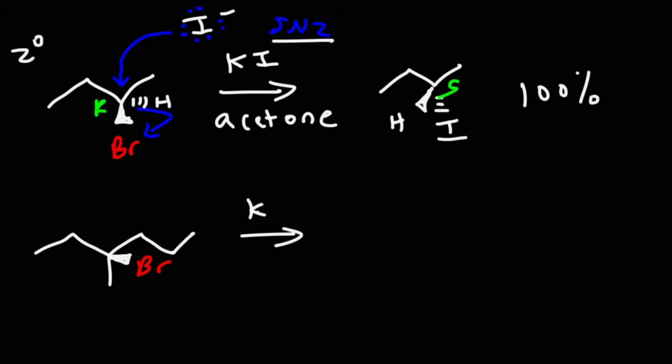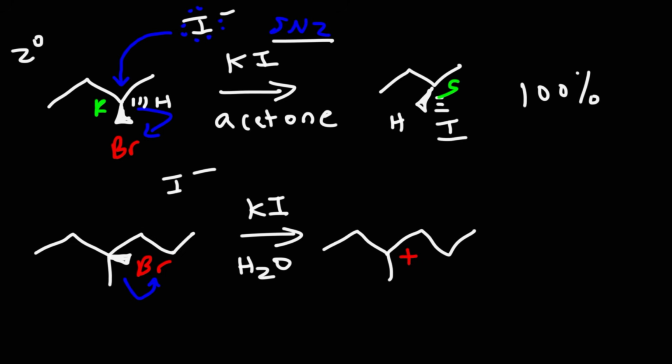So let's react this with potassium iodide in water, and we're going to use iodide as a nucleophile. Now before iodine reacts, the leaving group is going to leave. And then the nucleophile can attack the carbocation from 2 directions. It could attack it from the back, that is away from the bromine atom, or it could attack it from the front, which is closer to where the bromine was.